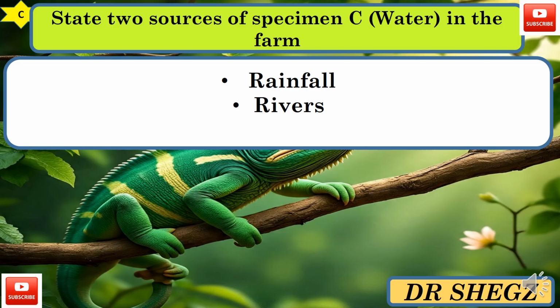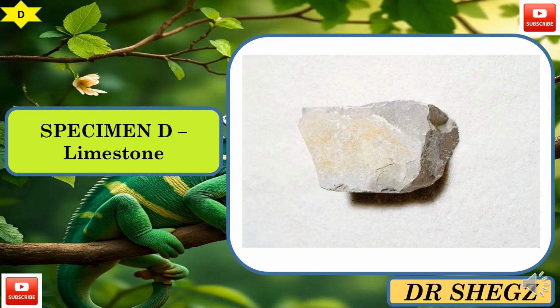Source of specimen C in the farm: you have rainfalls, your rivers, you have ponds. All of these are source of water. Well could be a source of water in the farm. We are making progress so far.